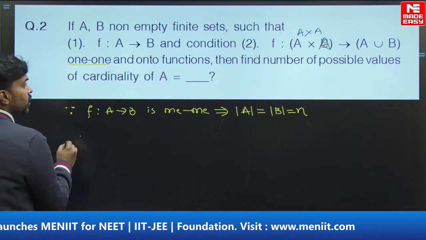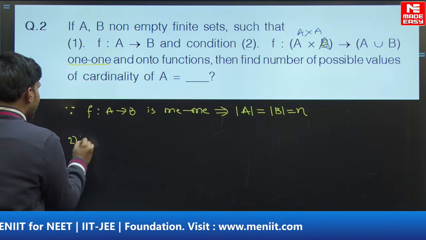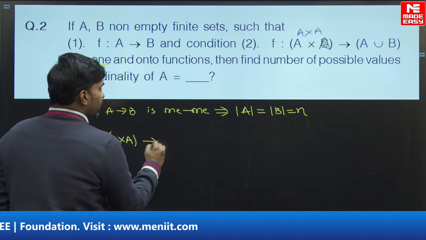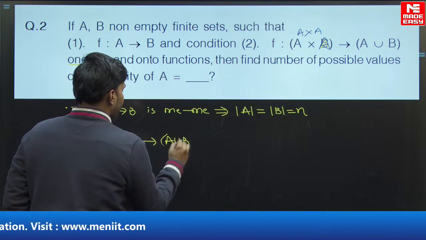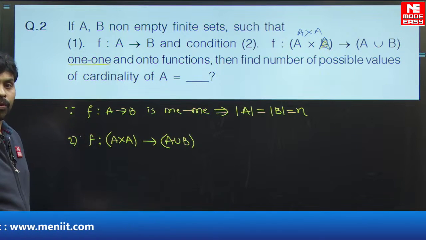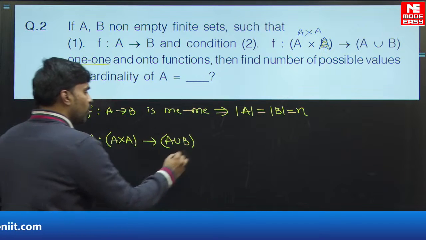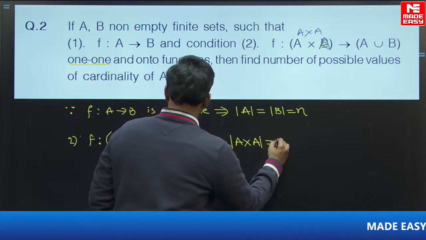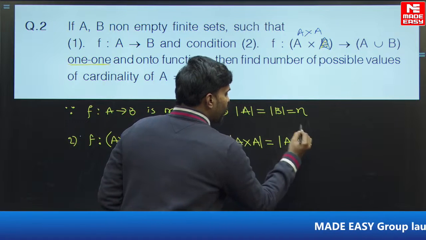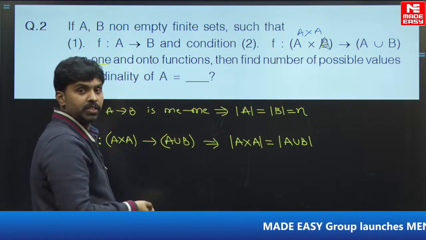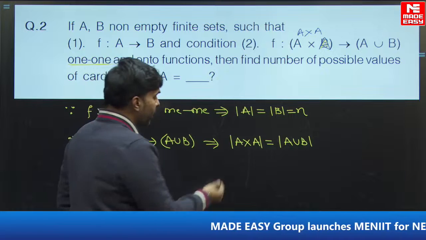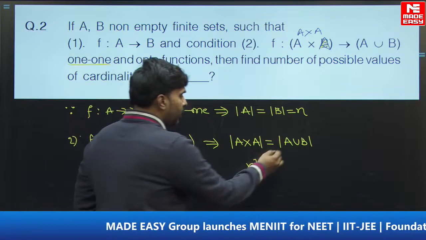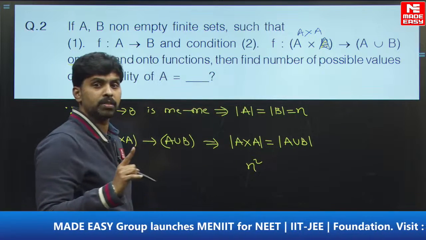Now coming to the second one, it is given that F from A cross A to A union B is 1-1, so again the modulus of A cross A should be equal to the modulus of A union B. As mod A is n, the number of elements in A cross A will be n square here, and for this one, there are two possibilities, my dear students.